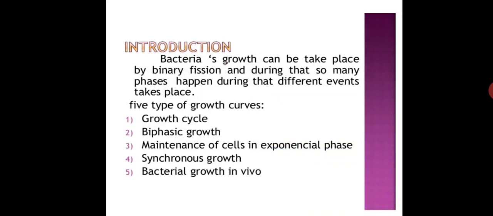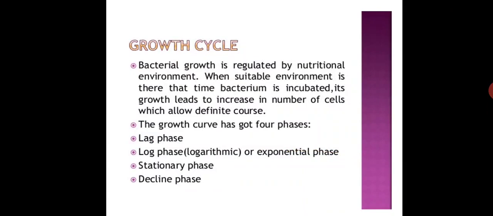Today we'll see the topic bacterial growth curve. Bacteria usually grow just by doing binary fission. There are different types of growth curves, like growth cycle, biphasic growth, maintenance of cells in exponential phase, synchronous growth, and bacterial growth in vivo. So now we'll see the growth cycle, how the bacteria are dividing and how the bacterial number is increasing.